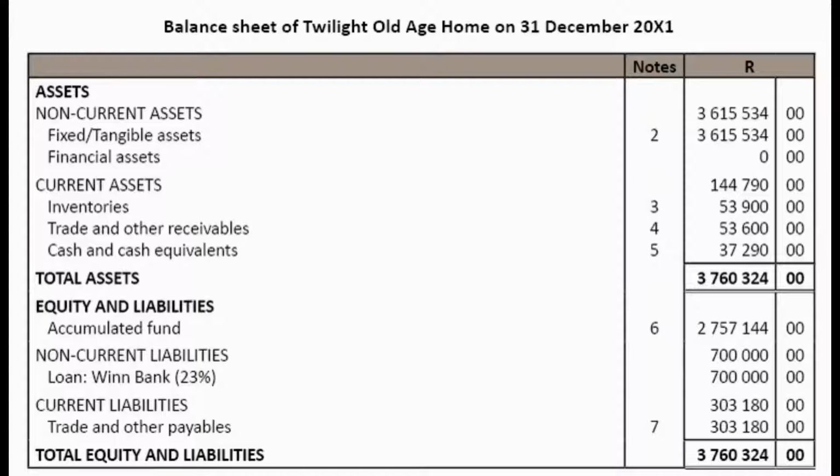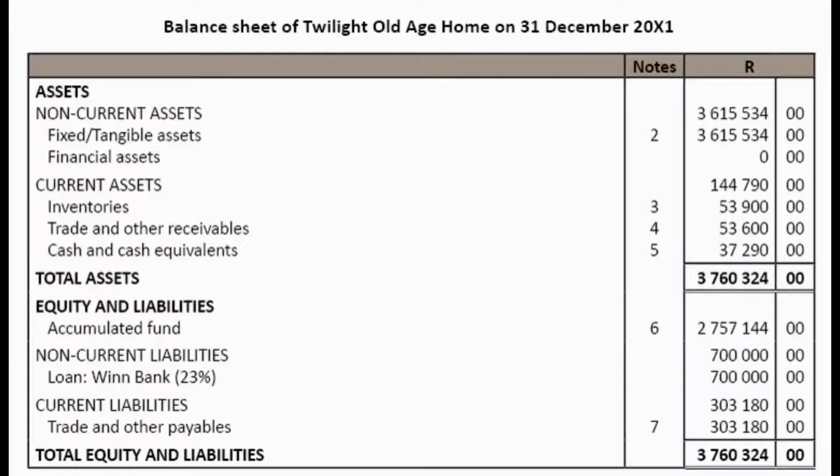Okay. Then we get to equity and liabilities. We start with the equity. The accumulated fund is 2,757,144. You also got that amount from the notes. It was the opening balance plus the surplus. That gives you that accumulated fund balance. And then we get non-current liabilities. The loan from Win Bank, 700,000. So the total for non-current liabilities is 700,000.